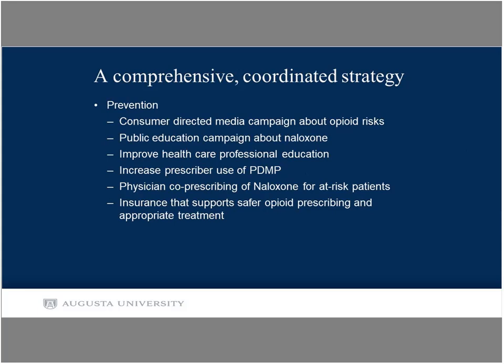But more is needed. What we really need is a comprehensive and coordinated strategy around prevention as well as treatment. Some consumer-directed media campaigns about the risk of opioids, public education about naloxone, increasing prescriber use of the PDMP, because in most cases you have to get out of the electronic health record to access the PDMP. Physicians have been hesitant to use it and don't use it as frequently as they should. Insurance that supports safer opioid prescribing and appropriate treatment.